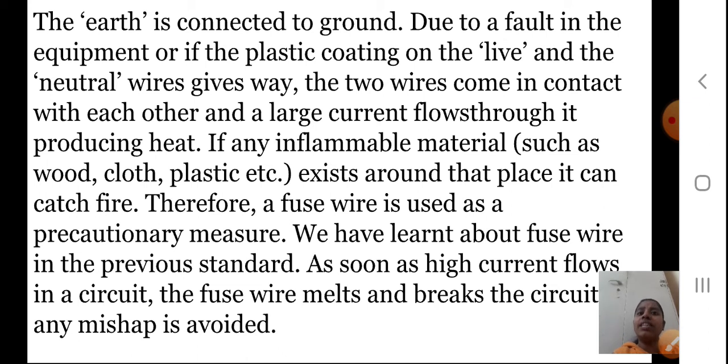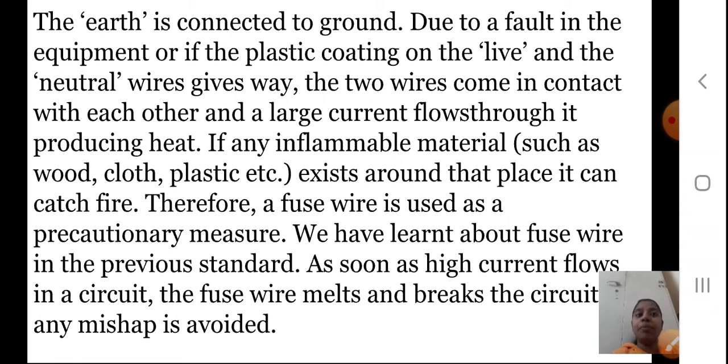Due to a fault in the equipment, or if the plastic coating on the live and the neutral wires gives way, the two wires come in contact with each other. Gives way means the plastic coating is removed, or it has become dirty and got removed. What will happen? These two wires will come in contact with each other, and a large current will flow through them, producing heat.